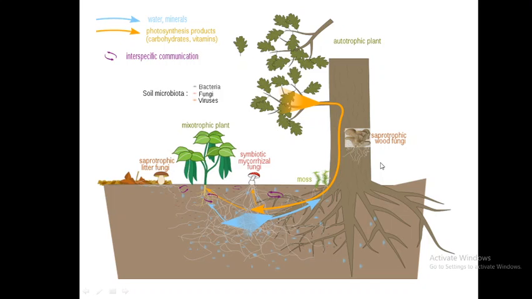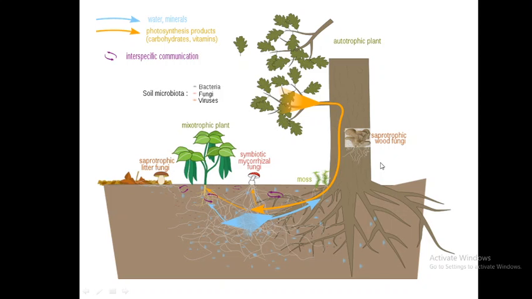Now, what is meant by endomycorrhiza? Endomycorrhiza is a mycorrhizal association in which the fungal hyphae are present on the root surface as individual threads that may penetrate directly into root hairs, other epidermal cells, and into cortical cells.